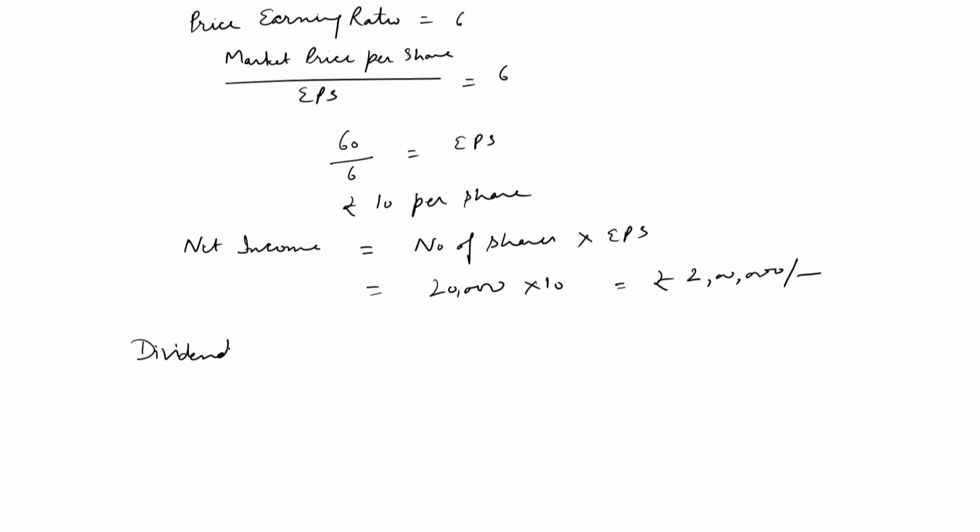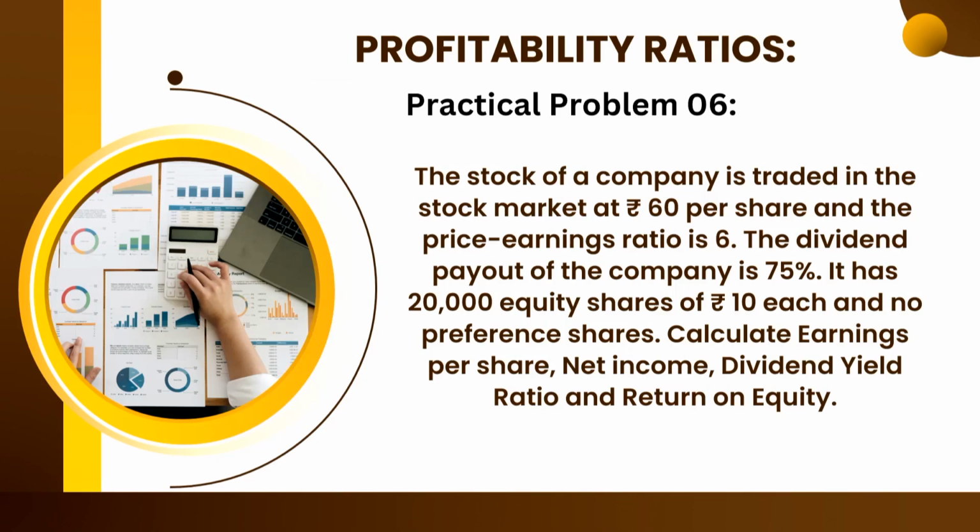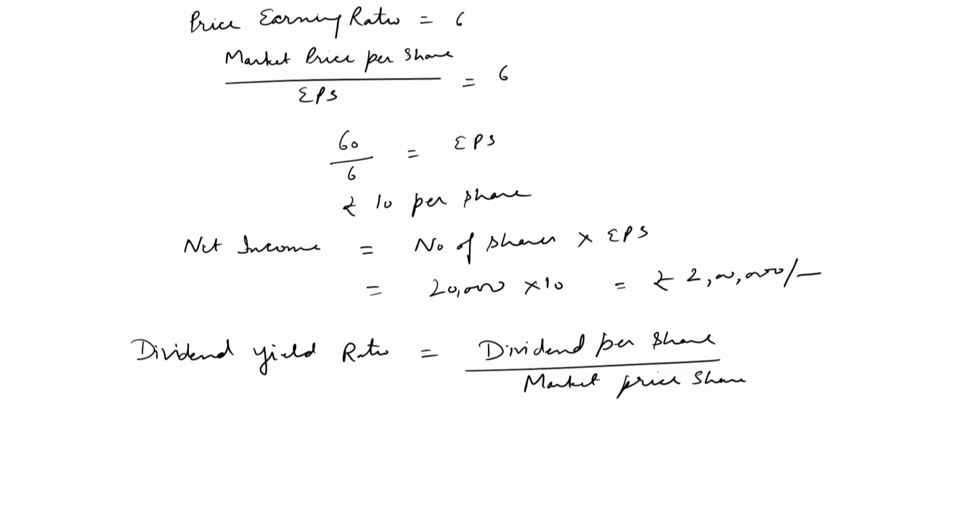Next is the dividend yield ratio that we have to calculate, which is equal to dividend per share upon market price per share. As given in the question, the company is paying 75% as the dividend payout ratio. So out of the 2 lakh rupees of the total income, the dividend the company is going to pay is just 75% of 2 lakhs, that comes to rupees 1,50,000.